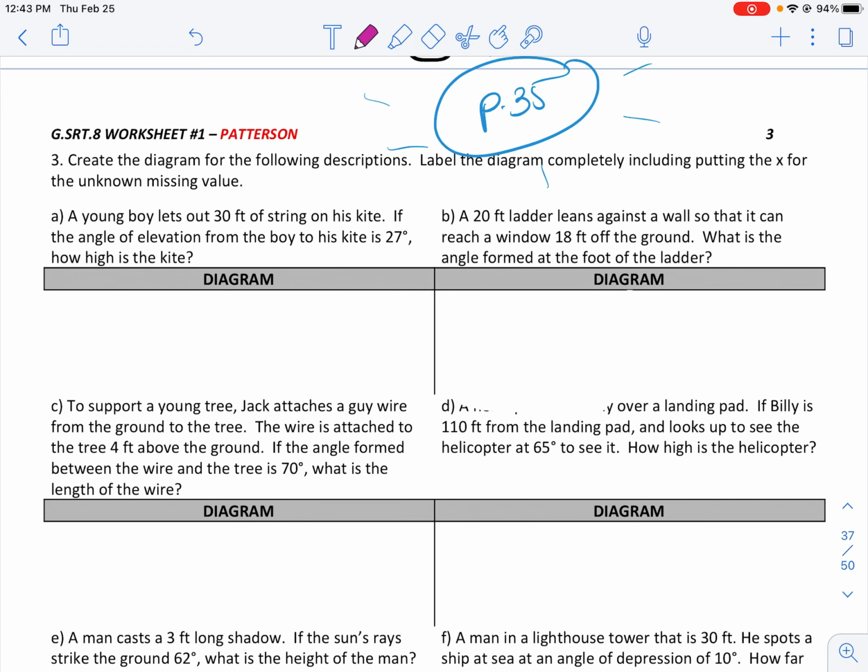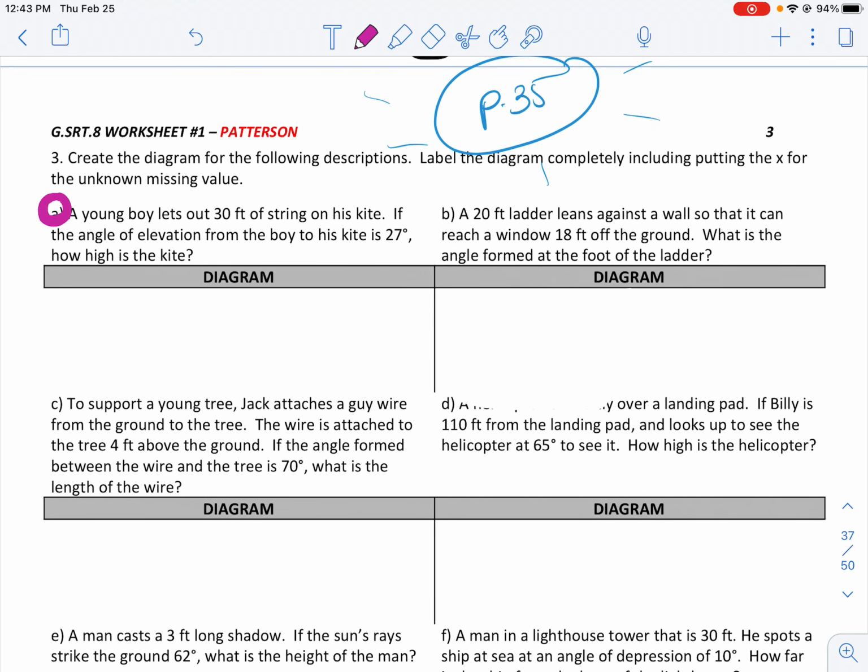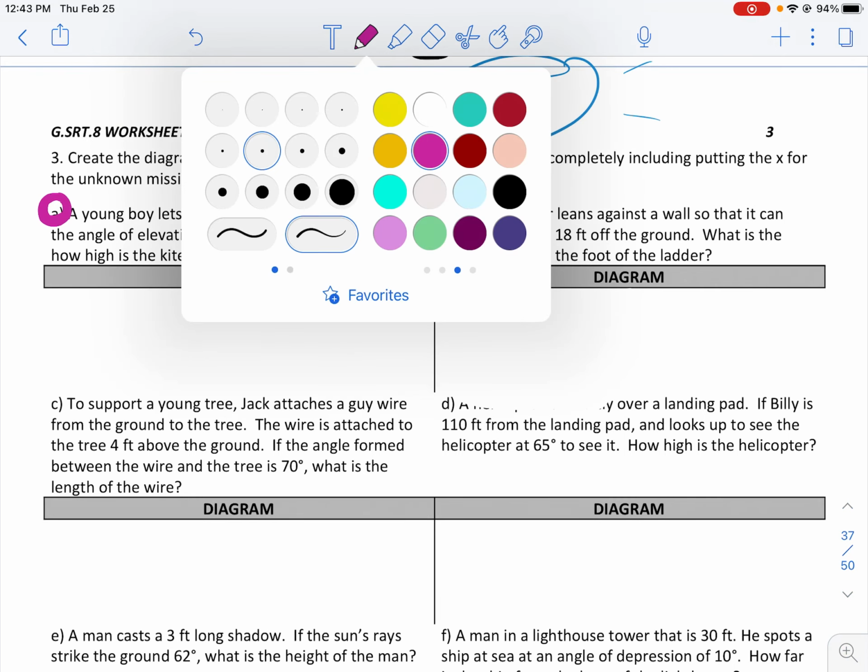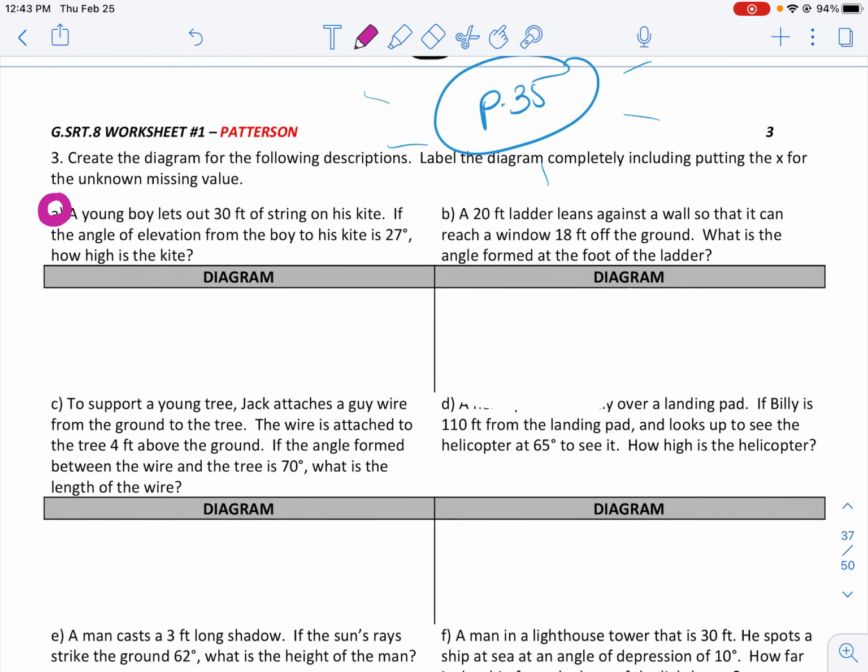So we're going to start off with A. Our directions say to create a diagram and label the diagram by putting X for the missing variable. And I think we're going to round all our answers to the tenths, just so we have that written somewhere.